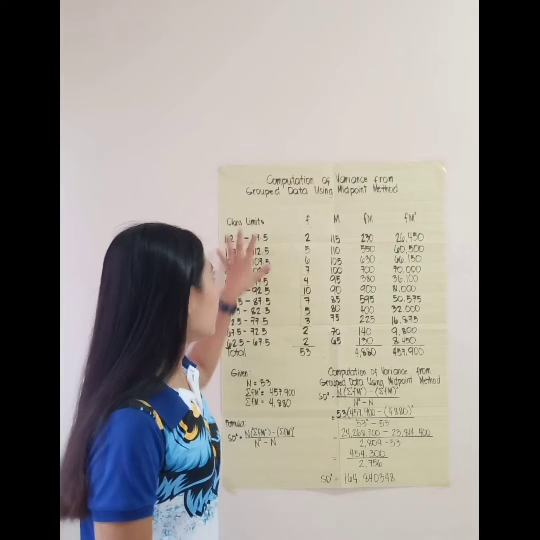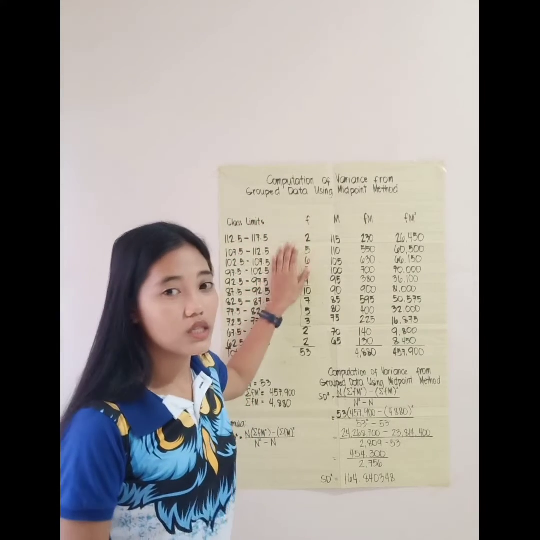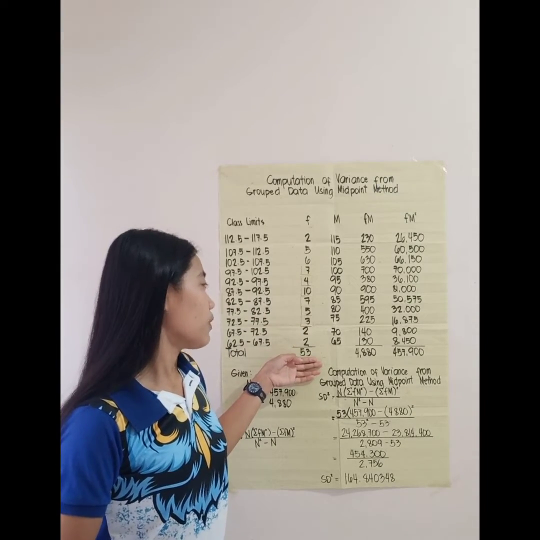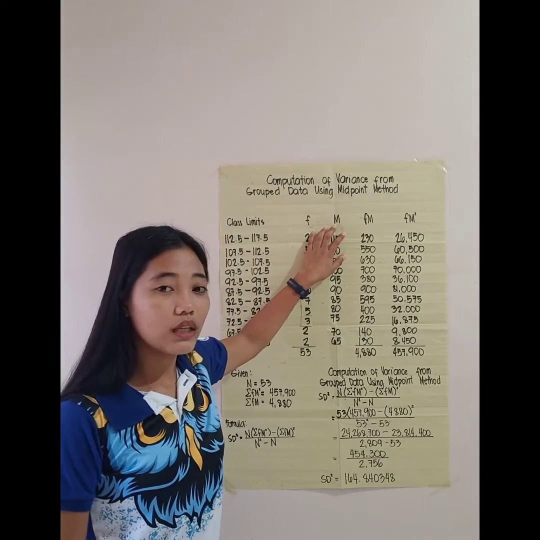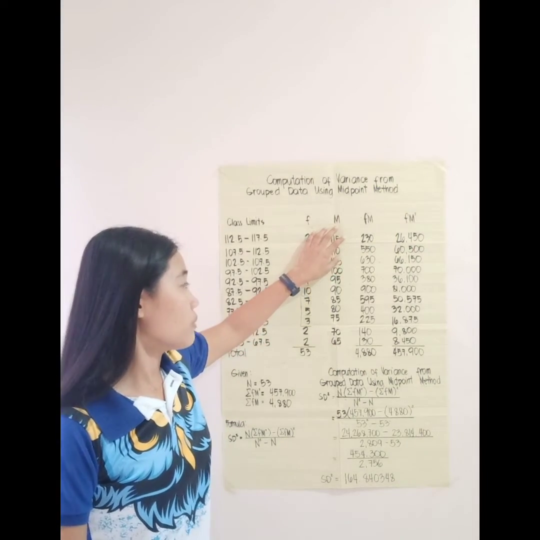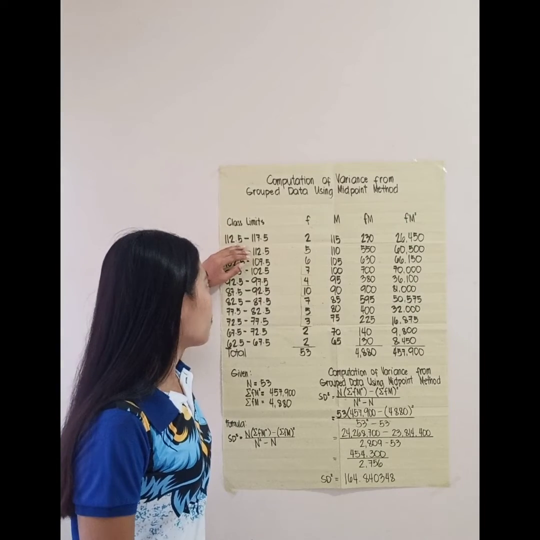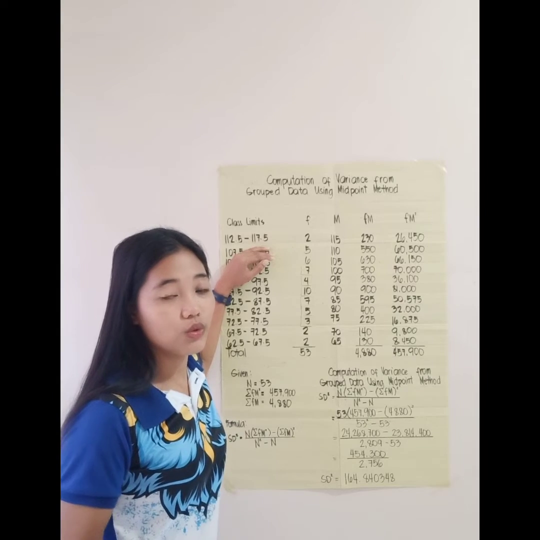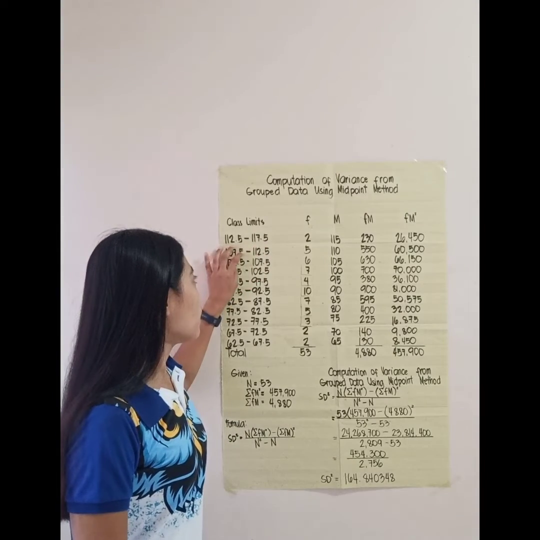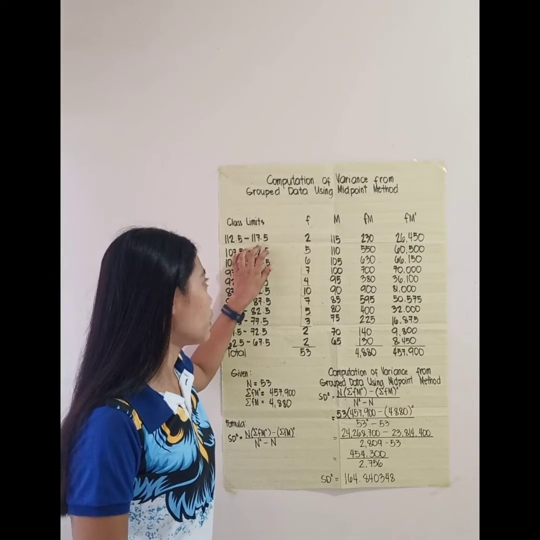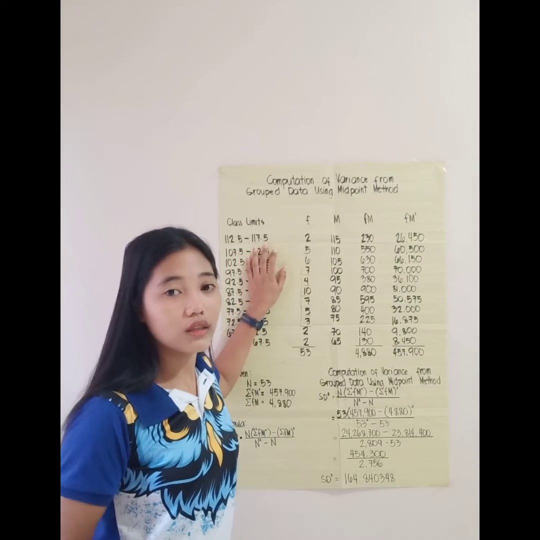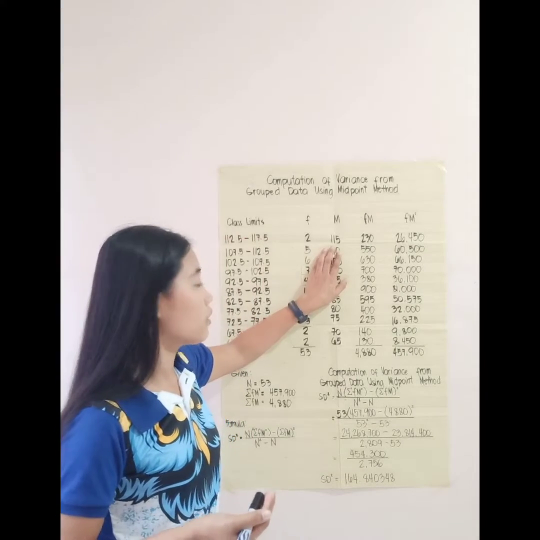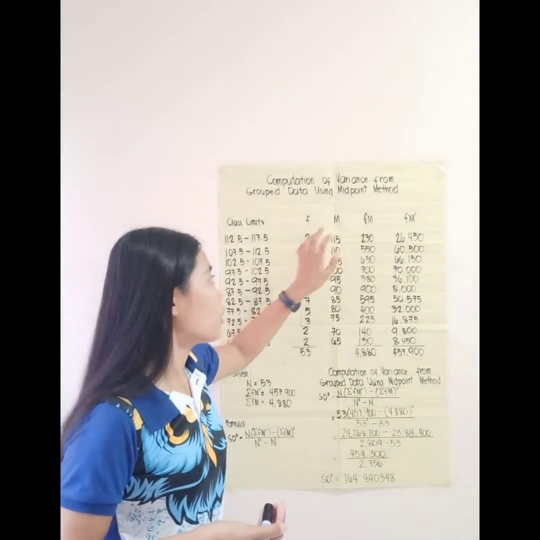Again, we have the given class limits and the frequency. If you total our frequency, we have a result of 53. Next, to get the midpoint, you need to get the sum of the lower class limit and the higher class limit and divide it by 2. For example, 112.5 plus 117.5 is equal to 230. So 230 divided by 2, the result is 115. So that is how to get the midpoint.